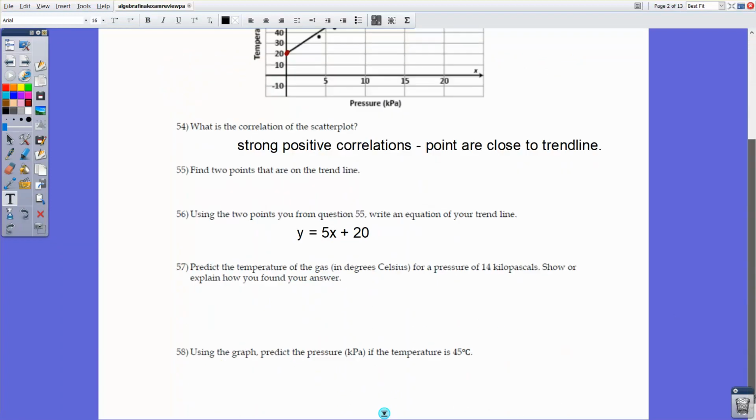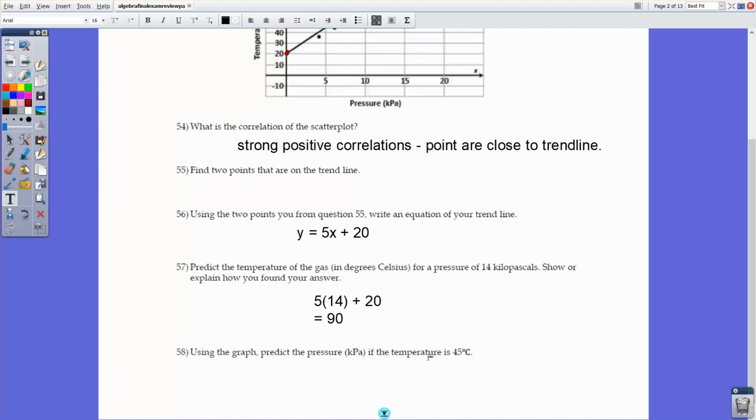Next, predict temperature in gas degrees Celsius for pressure of 14 kilopascals. Kilopascals are on the x-axis. So explain how you find the answer. Here we just plug in 5 times 14 plus 20. That's going to be 70 plus 20, which is equal to 90. So in this case, the temperature would be 90 degrees Celsius.